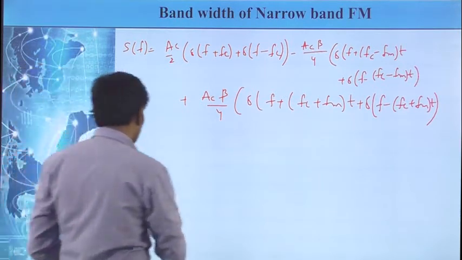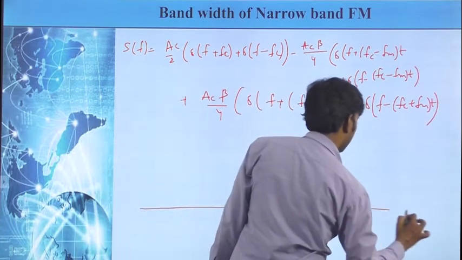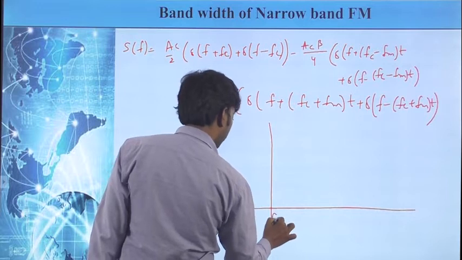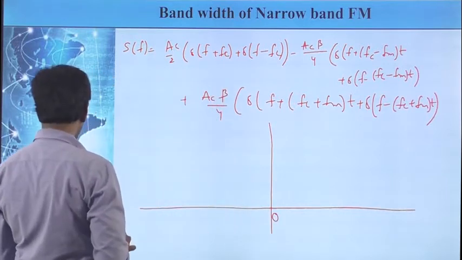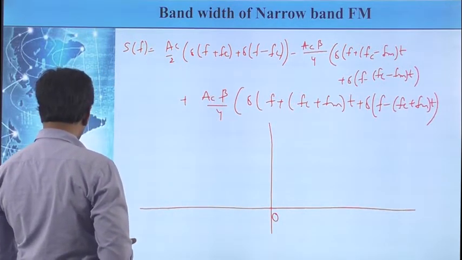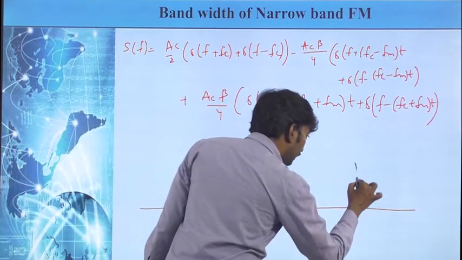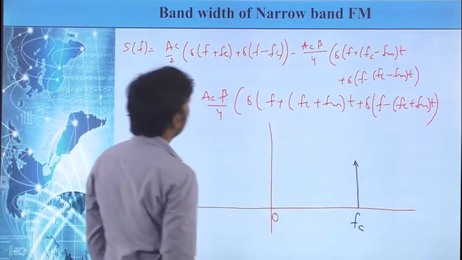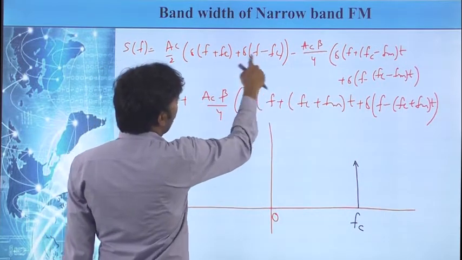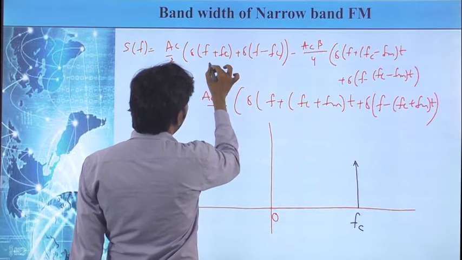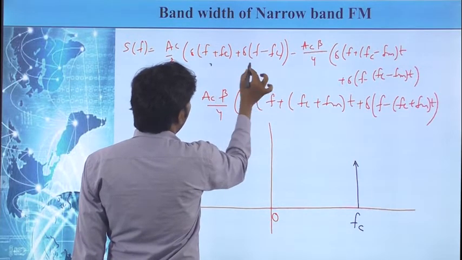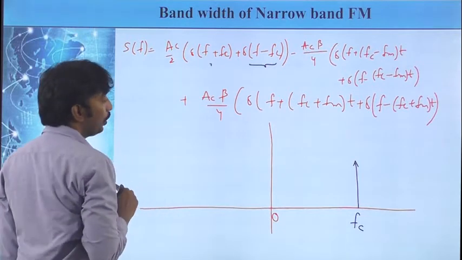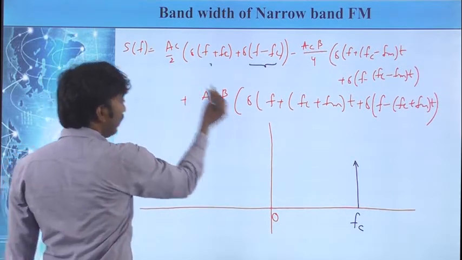Now I am going to plot this. This is at 0. I am plotting the carrier frequencies in black color. That means f is equal to fc, right? This is the one coming to the picture. f is equal to fc, the magnitude is Ac by 2.